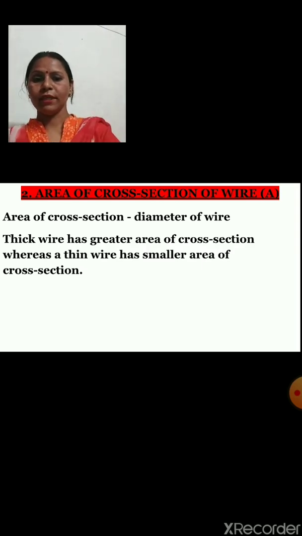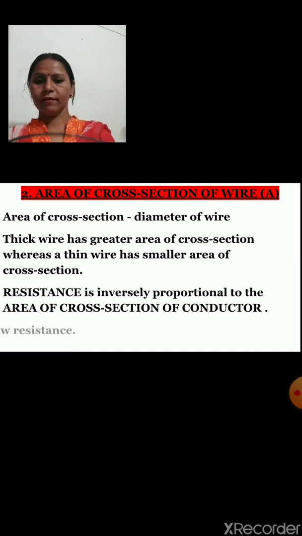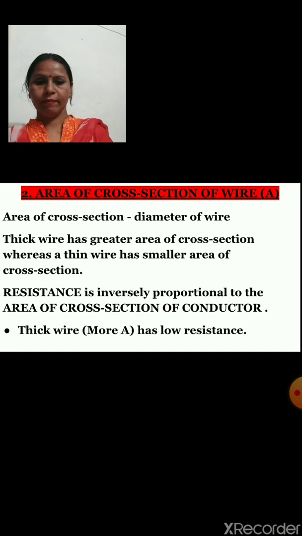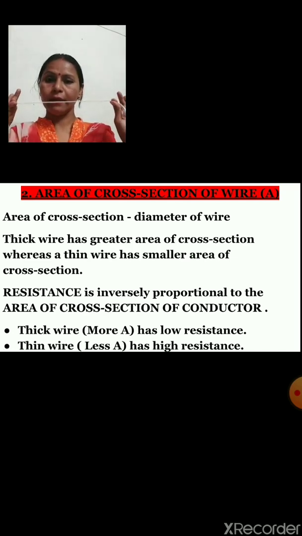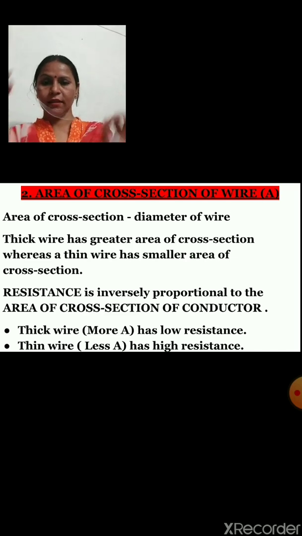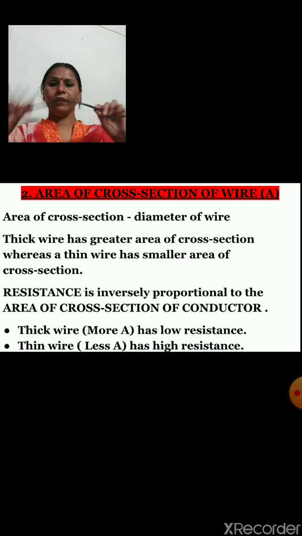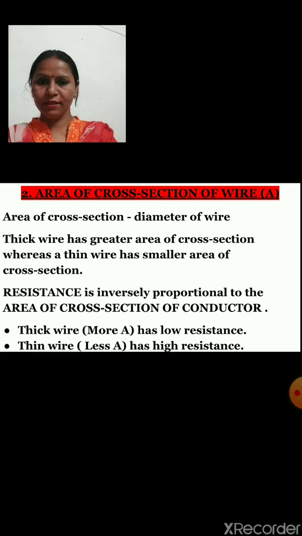So we can say here, a thick wire which is having more area of cross section will be having low resistance, and a thin wire which is having less area of cross section will be having high resistance. Thin wire, high resistance; thick wire, low resistance. Is that understood?